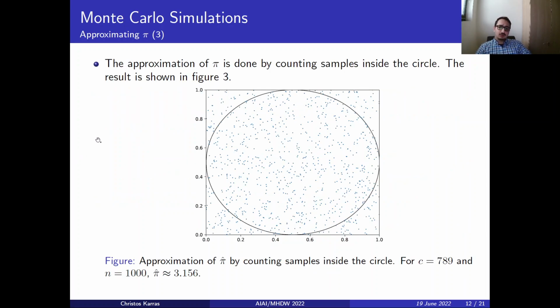Here we have the approximation of pi, which is done, as we said, by counting the samples inside the circle. So inside the circle we have 789 samples, and the total samples are 1000. For this approximation, we have the pi hat value close to 3.15, which is a good approximation.